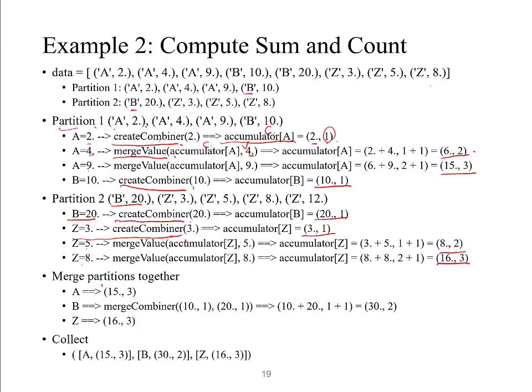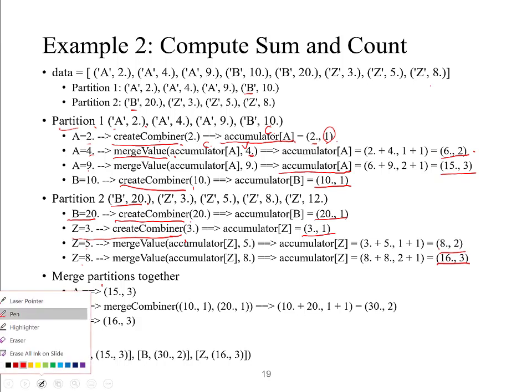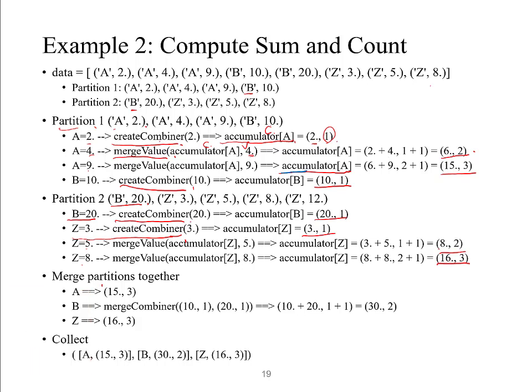Now we merge partitions together. We have this accumulator A. Sorry, I've made too many marks. Let me change the color. Okay, we have accumulator A equals 15, 3. Accumulator B equals 10, 1. Accumulator B 21 here, and accumulator Z 16, 3 here. Right. So we have only one A here.